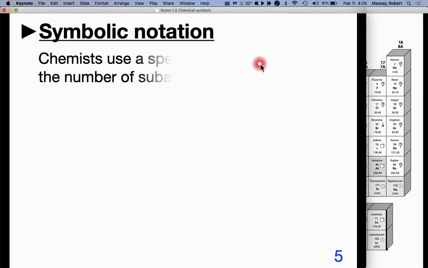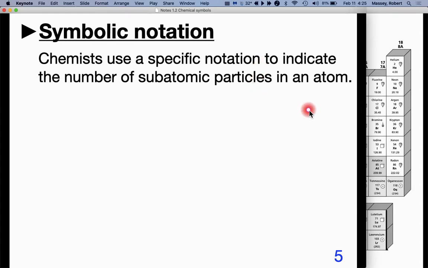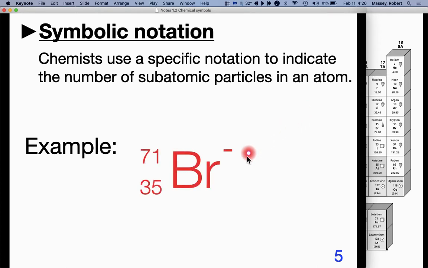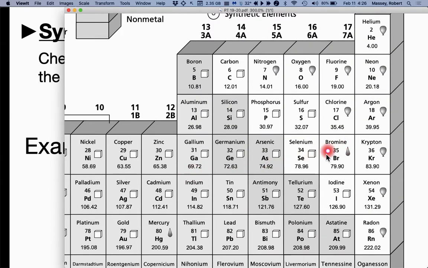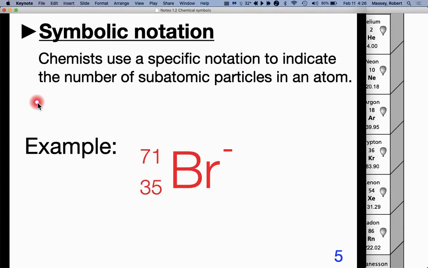Symbolic notation. Chemists use specific notation to indicate the number of subatomic particles in an atom. And so that's going to be our focus here for the rest of our time, is how many electrons, protons, and neutrons does an atom have, and how do we represent that? So example, this is bromine. This bromine is right here on the periodic table. Okay. Notice that you have a 35 here. That stands for 35 protons. So that's written down here.